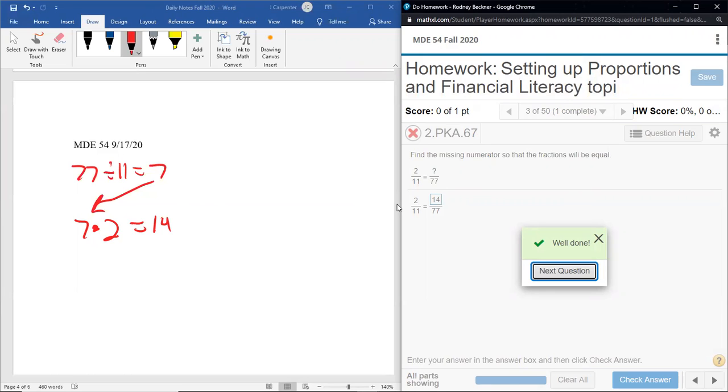And remember, if you don't trust these, you can reduce the right-hand side, and you should get the left-hand side. Now, if the left-hand side was reducible, because that's possible, you'd have to reduce both of them to confirm that they're the same thing.